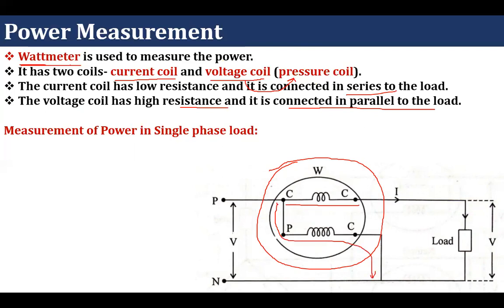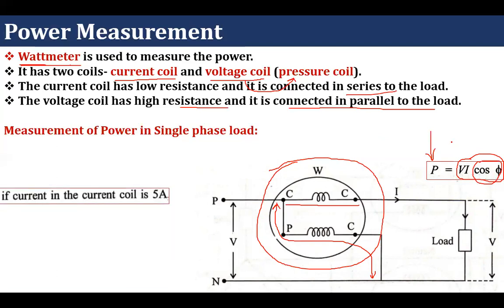So this equipment, this wattmeter, will measure how much power is being consumed by the load. Actually we are measuring active power. We know that power could be of three types: apparent power, active power, reactive power. Active power, which is also known as real power, is consumed by the load. Mathematically it is given by VI cos phi, where cos phi is the power factor, and V and I are the voltage and current, RMS values.